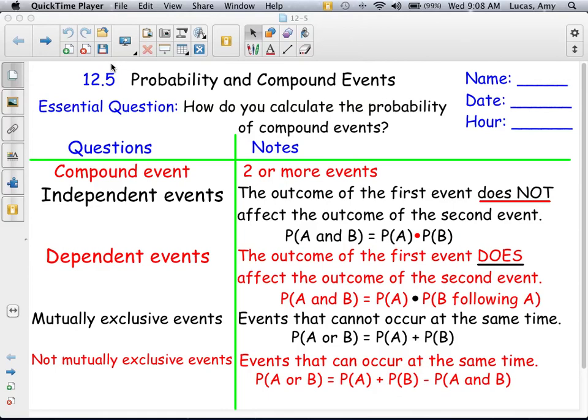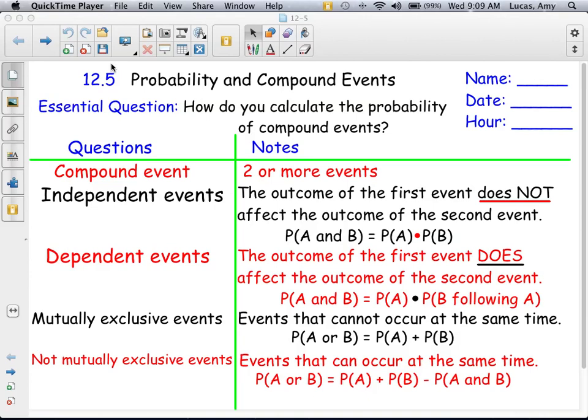And if those events are independent events, the outcome of the first event does not affect the outcome of the second event at all. So you could find the probability of both events happening by multiplying together your 2 individual probabilities. So the probability of A and B is just equal to the probability of A times the probability of B.